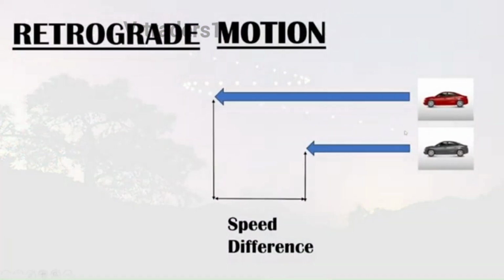Here are our two cars, car A and car B. Car A is moving faster than car B. As the faster moving car A overtakes the slower moving car B, the passenger sitting in car A feels as if car B is moving backward, but in reality, it is the relative speed difference between the two cars. Similarly, when you are sitting on a moving vehicle and looking outside, it appears as if the trees and buildings are moving backward, but in reality, they are stationary and the vehicle is moving.